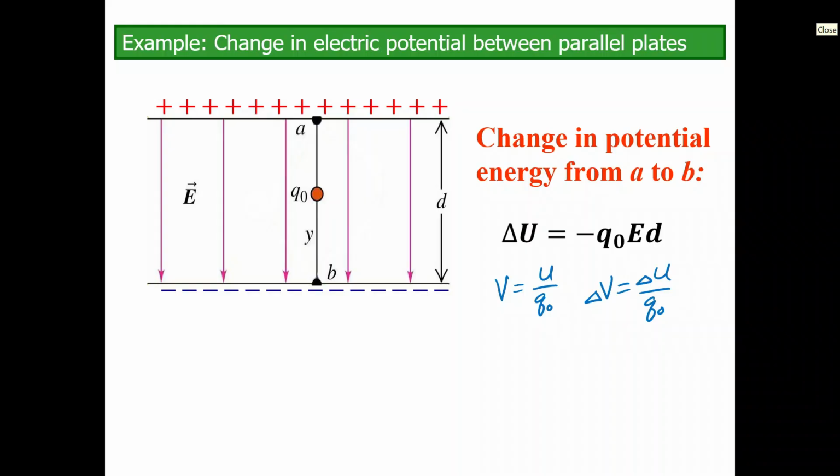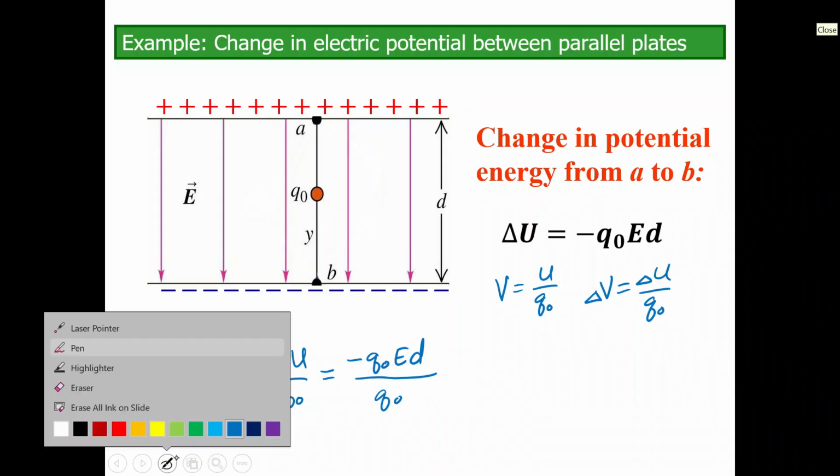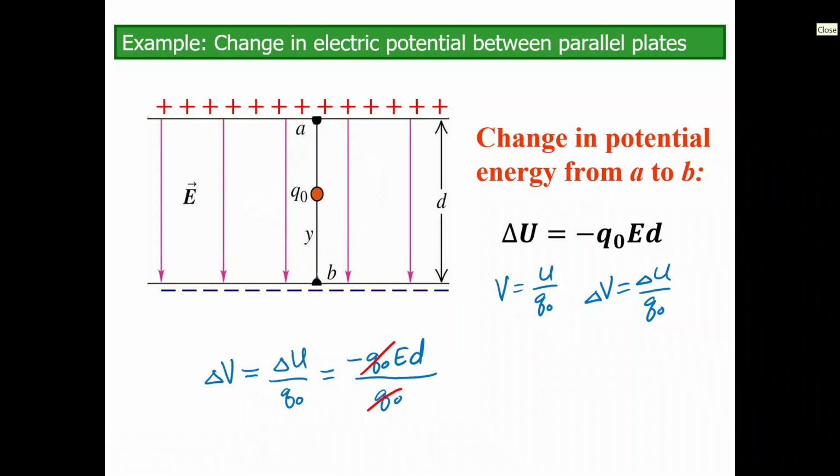We don't really care what the actual values are, just the difference between points. So what this tells me is if I wanted to find the potential difference, and by the way, this potential difference is voltage. When we talk about voltage later, this delta V is going to be delta U over Q0. Well, for parallel plates, that delta U is going to be negative Q0E times D divided by our Q0. So the Q0 is going to get canceled out here, kind of like what it did when we did the electric field versus Coulomb's law. So this gives us that our delta V is equal to negative E times D.